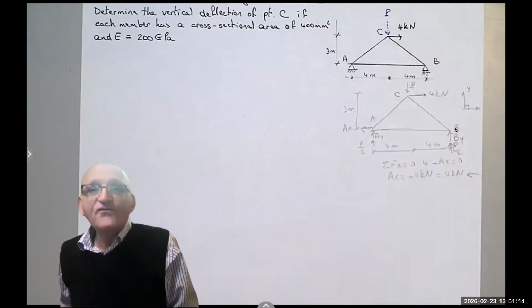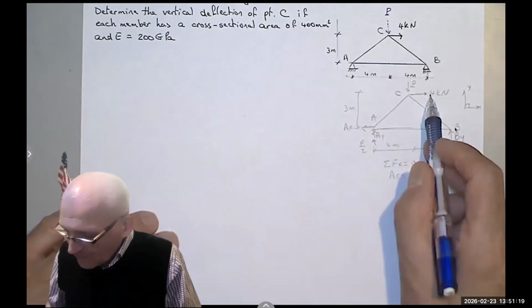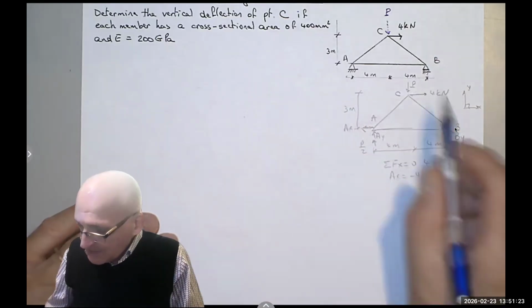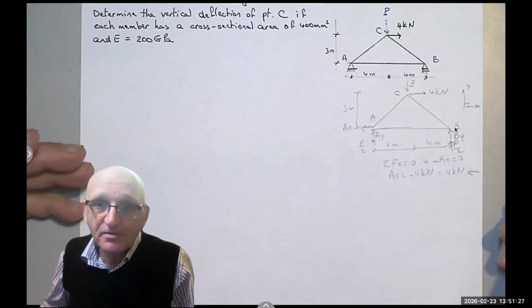But how about the 4? Again, a quick way to do it. We know that there is a 4 to the right, 4 to the left. That's a clockwise couple. Its magnitude is 4 times the perpendicular distance, which is 12 kilonewton meter.